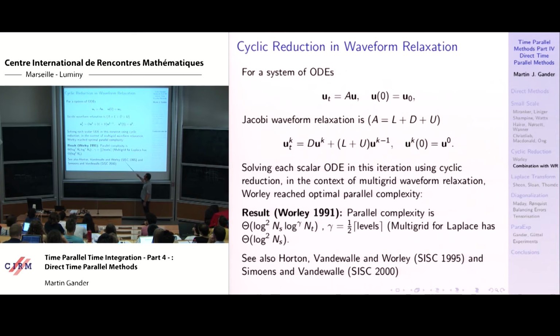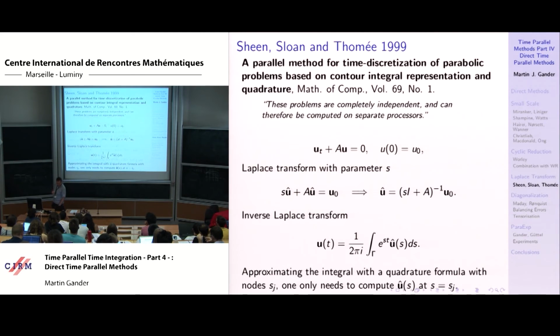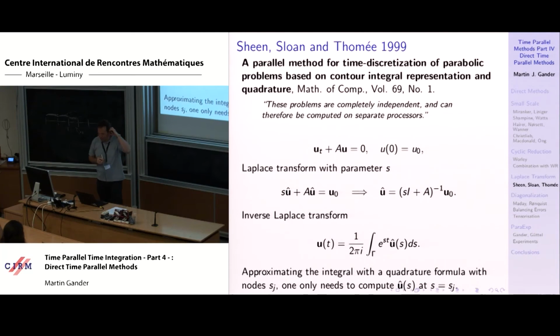There have been papers, important papers by Stefan, that followed up on this. This gives a theoretical complexity which is optimal for a parallel complexity of this type of algorithm. It's a clever idea. Again, a different idea by Sheen, Sloan, and Tomé, also non-iterative.